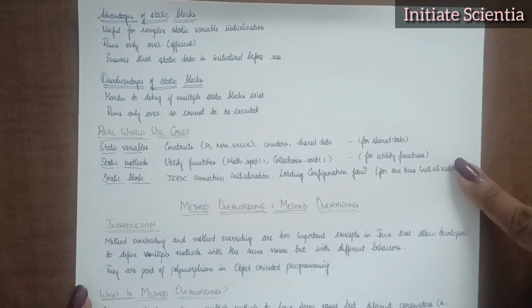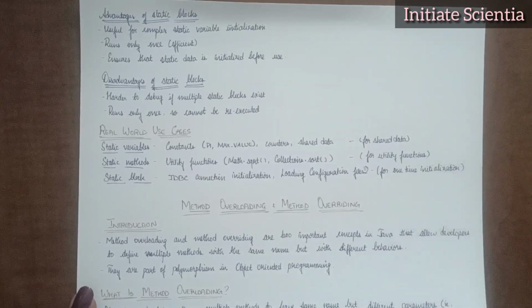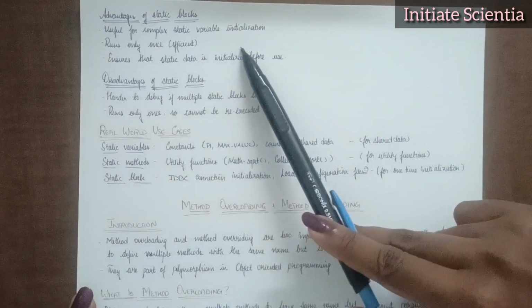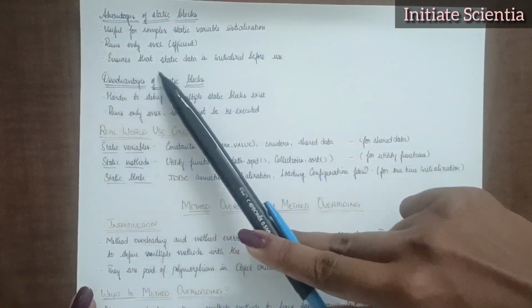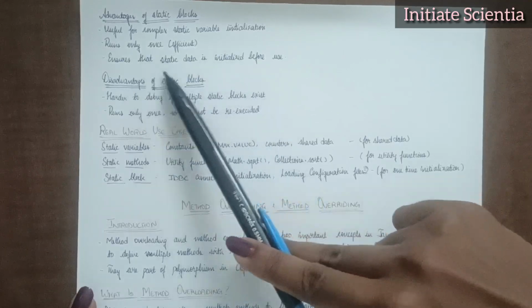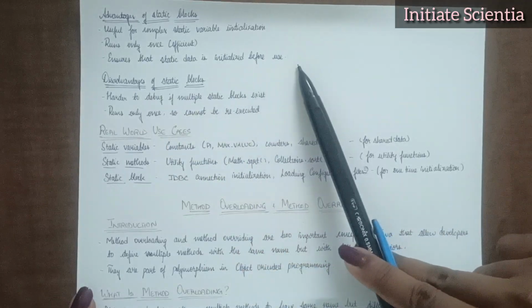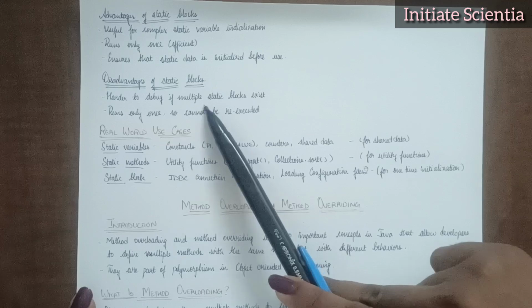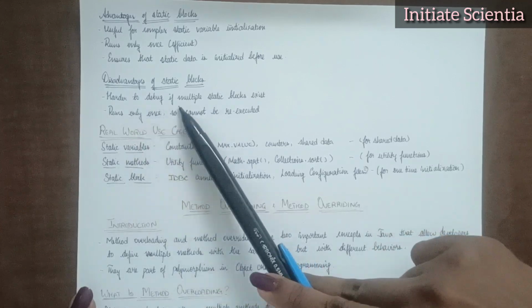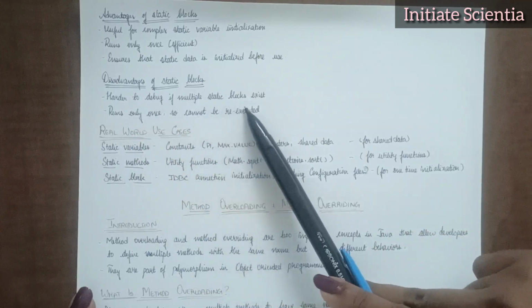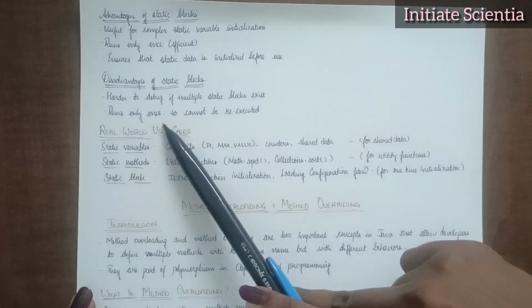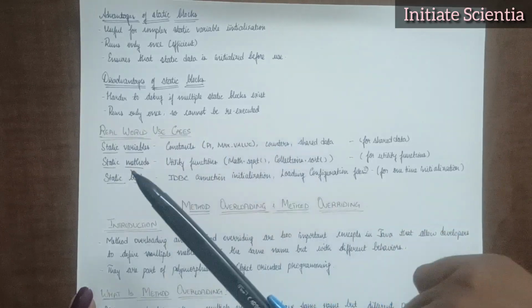Now let's see the advantages of static blocks. It is useful for complex static variable initialization, it runs only once so it's efficient, and it ensures that static data is initialized before use. Disadvantages of static blocks: harder to debug if multiple static blocks exist, and it runs only once, so it cannot be re-executed.